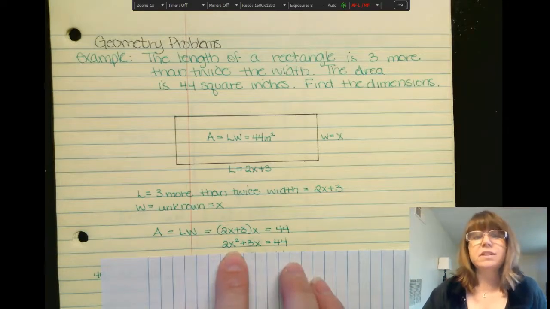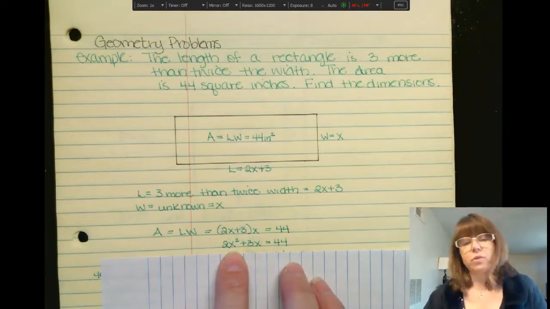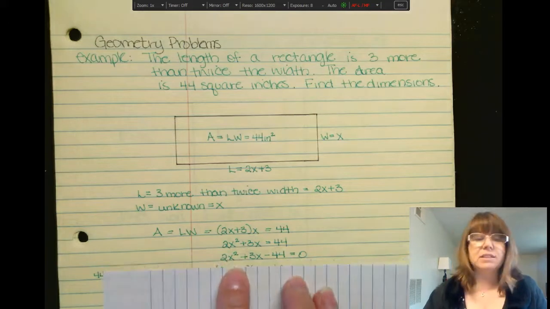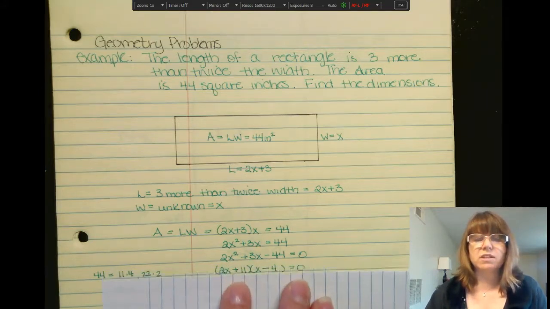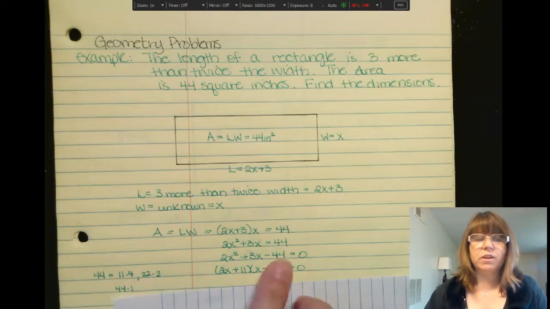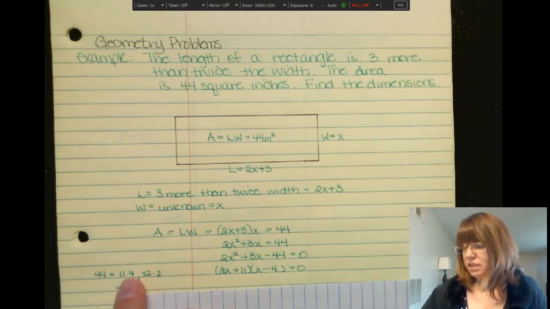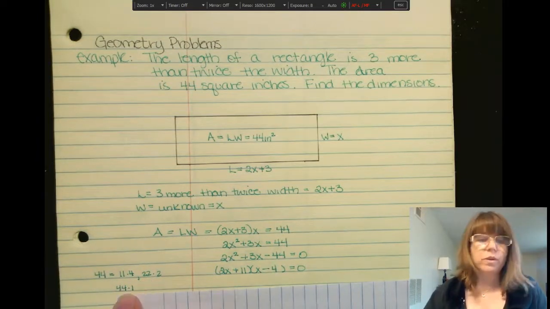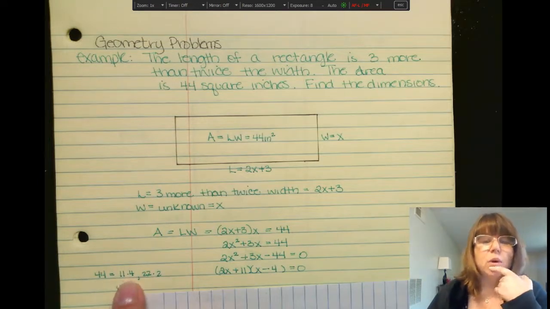We need it to be equal to 0, so we can solve for this. So we're going to move the 44 over, leaving us with 2x squared plus 3x minus 44 equals 0. There is not a greatest common factor, so I am just going to factor it and use trial and error. So I got to figure out the 44. I have my option of 11 and 4, 22 and 2, 44 and 1. The only one that makes sense is 11 and 4.